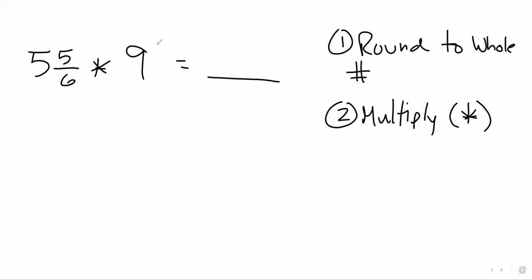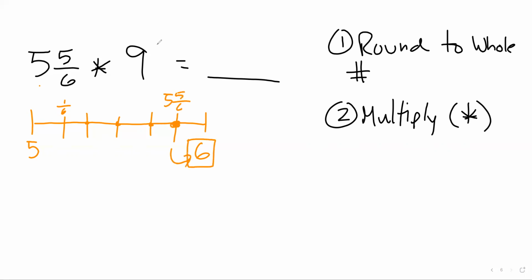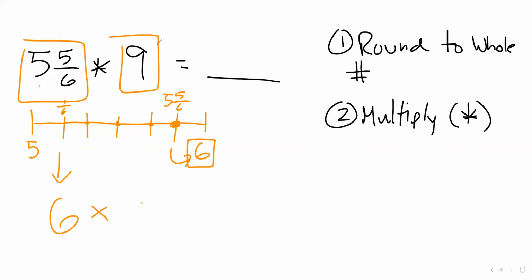And we're done. So step 1, I see a mixed number. Let's round that to the nearest whole number. So that's 5 and 6, 6 pieces. So I'm going to cut them into thirds first. This would be 5 and 1/6, 5 and 2/6, 5 and 3/6, 5 and 4/6, 5 and 5/6 here. So I'm right here. Well, I'm super close to 6. So this is going to round to 6. I do not need to round this. It is already a whole number. Yay. So 6 times 9 is 54.